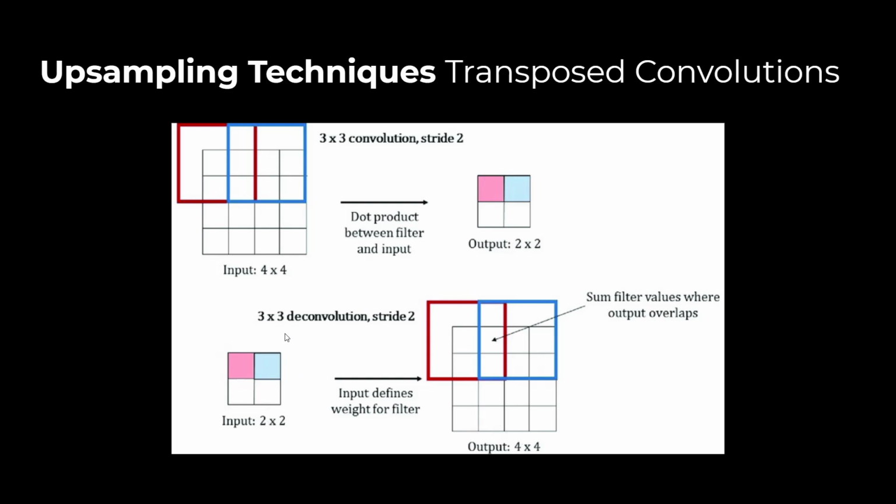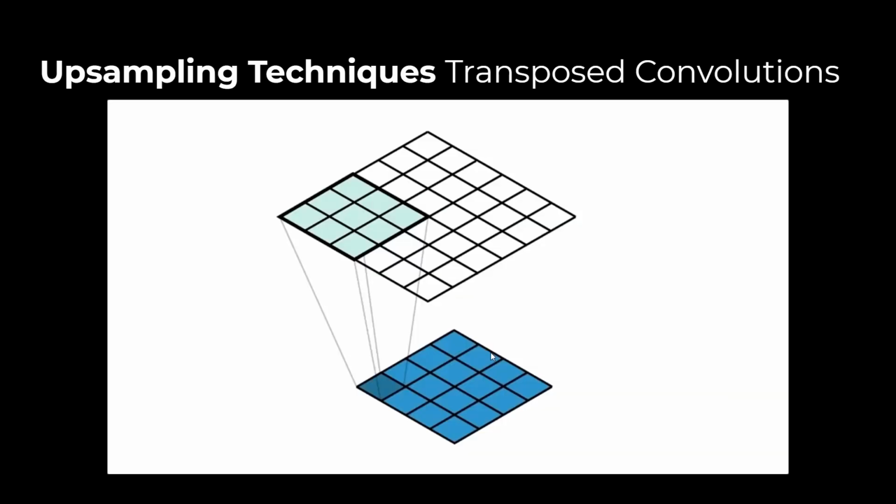And so your kernel will still be 3x3, but basically what you do is, say the pink value, right? You're going to multiply every single value in your kernel by the pink value, and then you assign it to this 4x4 grid, right? And basically any overlap that you may have, you just sum up the values. So that's what transposed convolutions are, and this gives you a more intuitive image of what exactly it does, right?